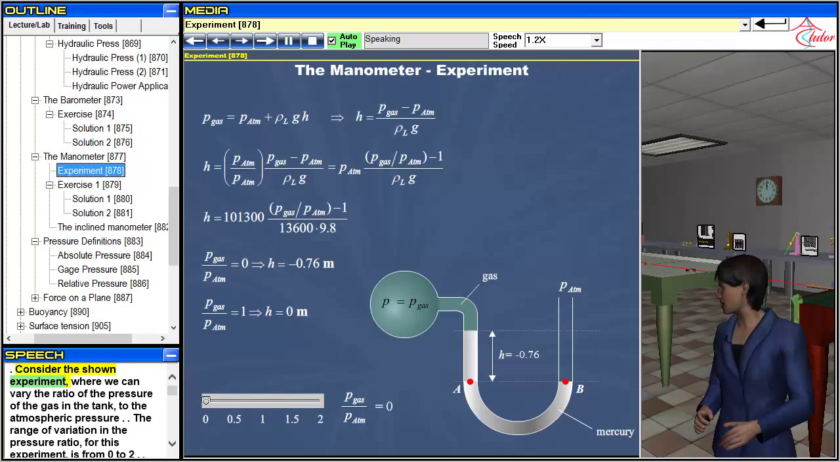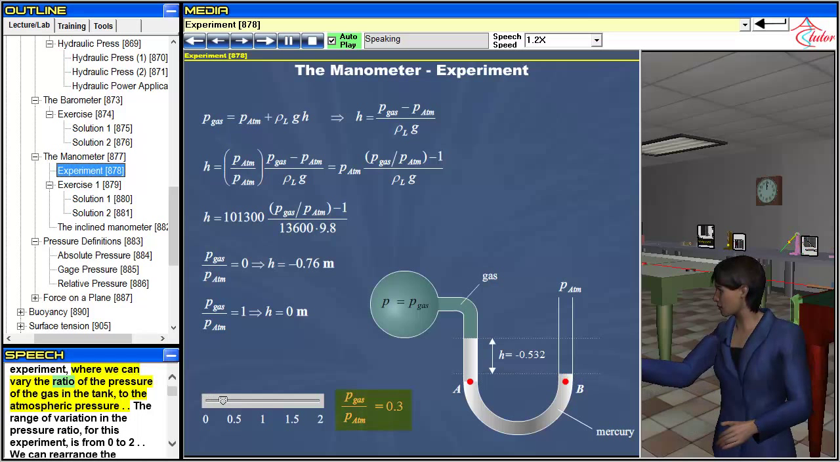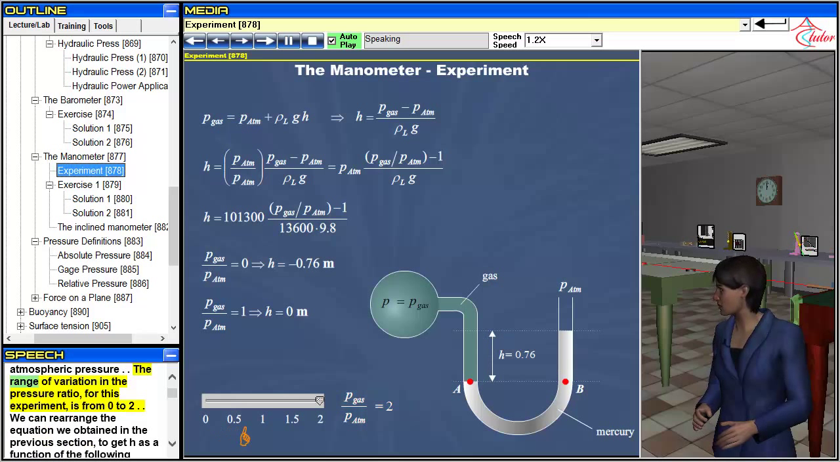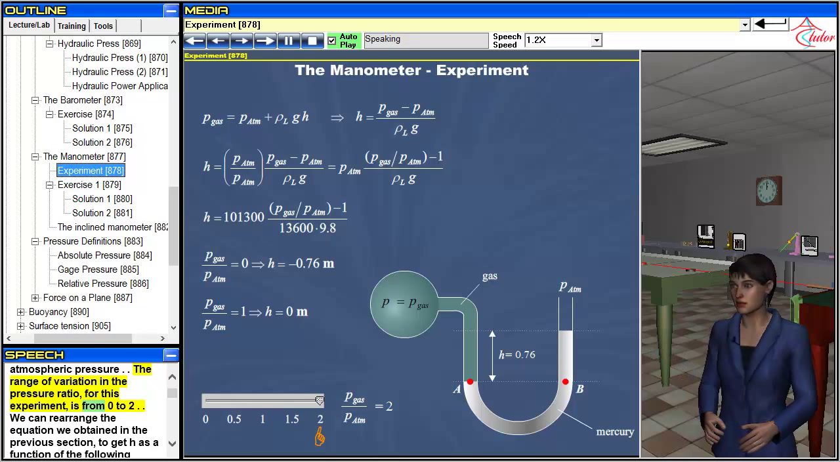Consider the shown experiment, where we can vary the ratio of the pressure of the gas in the tank to the atmospheric pressure. The range of variation in the pressure ratio for this experiment is from 0 to 2.